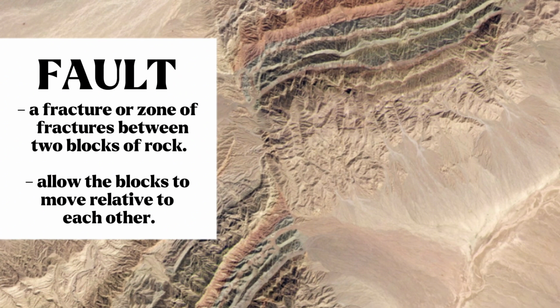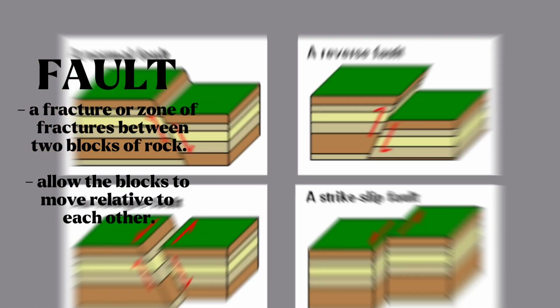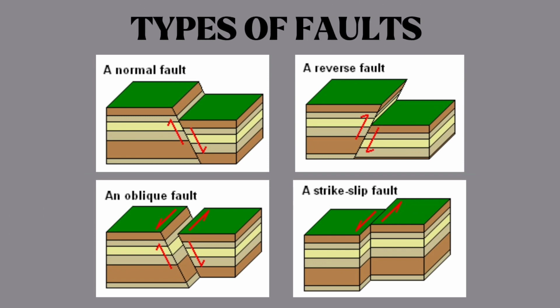Many faults are associated with folds. Faults separate, bifurcate, converge, or move away from each other over distances, sometimes creating a complex fracture system. These are the types of faults.